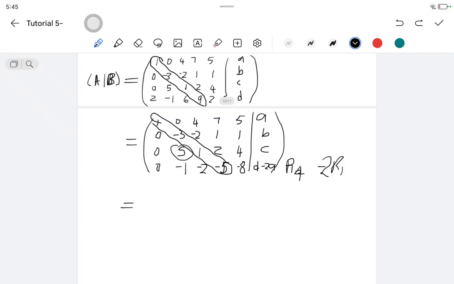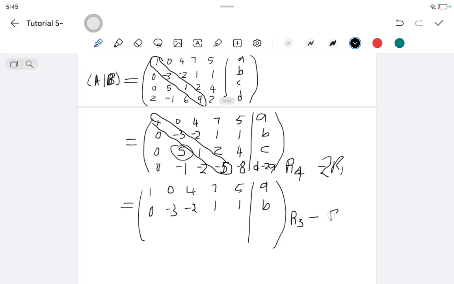So we're going to say here 1, 0, 4, 7, 5, A, B, 0, minus 3, minus 2, 1, 1. Then change the row 3 to a 0. We'll have to subtract the row 2, right, which is here. So we take the constant of row 3 is 5, this is minus 3, and then we interchange the constant. So it means that this one will be 5, this will be minus 3. We interchange their constants.